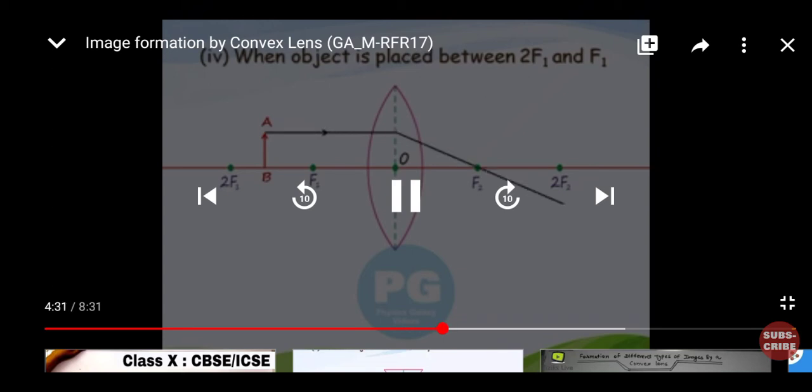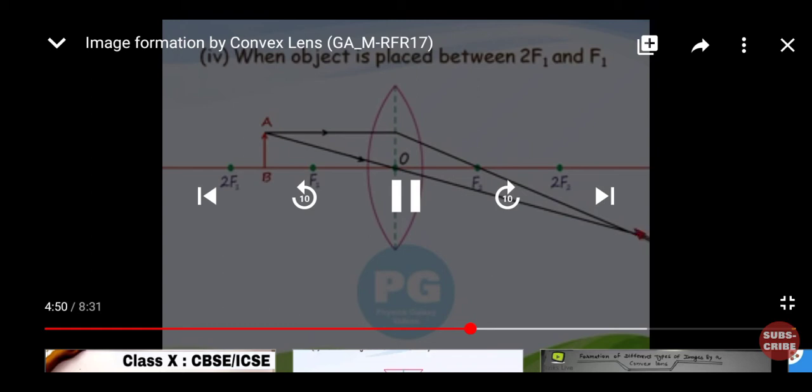When the object is placed between 2f1 and f1. So here we have an extended object AB, and now it is placed between 2f1 and f1. We take the first ray from point A parallel to the principal axis, and after refraction it will pass through the principal focus on the other side of the lens, that is f2. Now, the second ray passes through the optical center. It will go undeviated, and it meets the first refracted ray at this point.